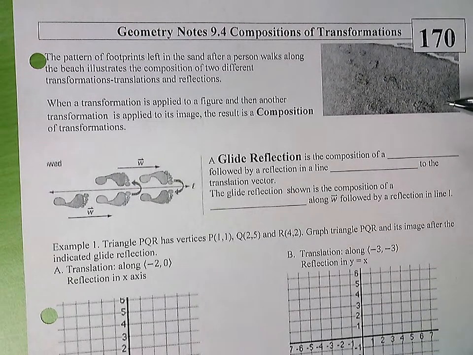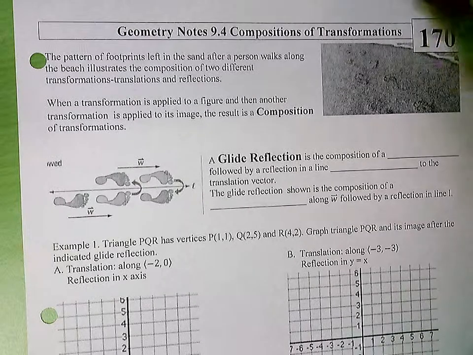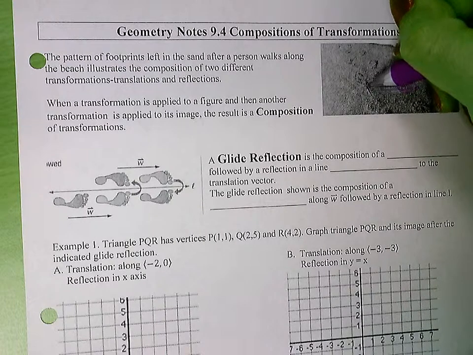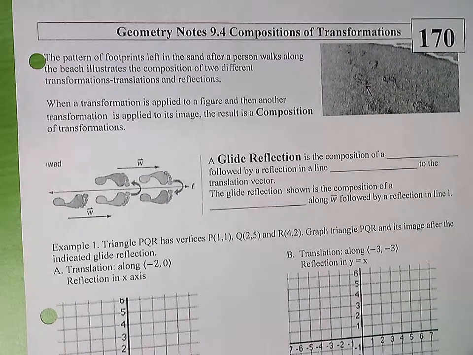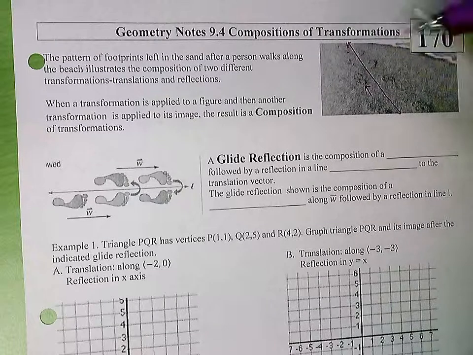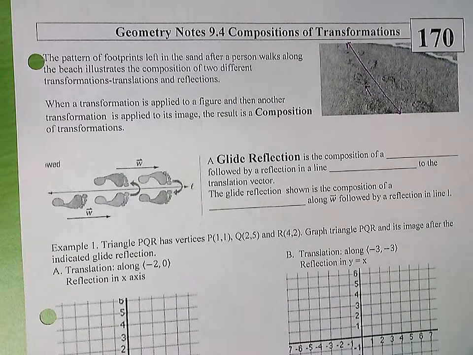At the right in that picture, I know it's kind of hard to see, but they are footprints in sand. From one footprint to another, that would be a translation, so sliding up, and then it can reflect over that line. So it has that slide and then that flip.